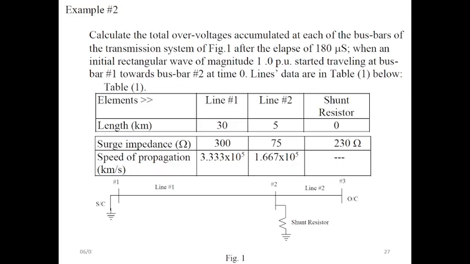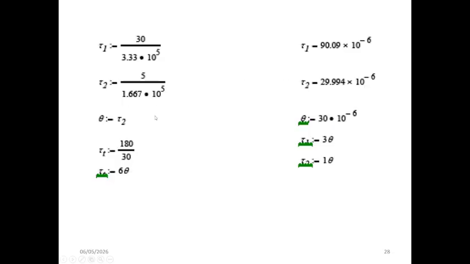By using the given data, including line lengths, surge impedances, and wave speeds, the accumulated overvoltages at each bus bar can be determined using the previous equations, showing the importance of transient analysis in insulation coordination and system protection devices. So this slide, sorry, the quality is very low.